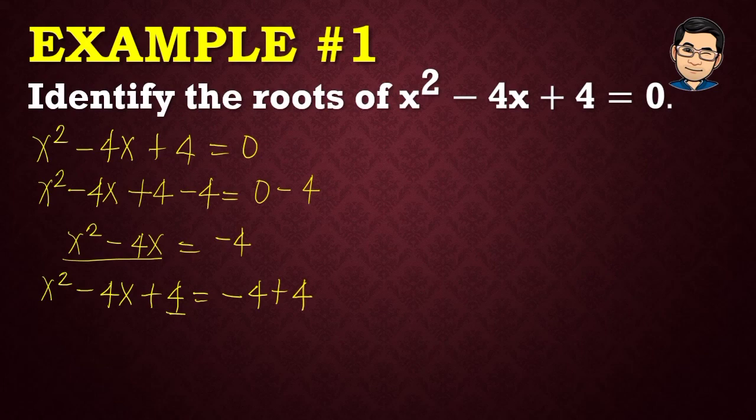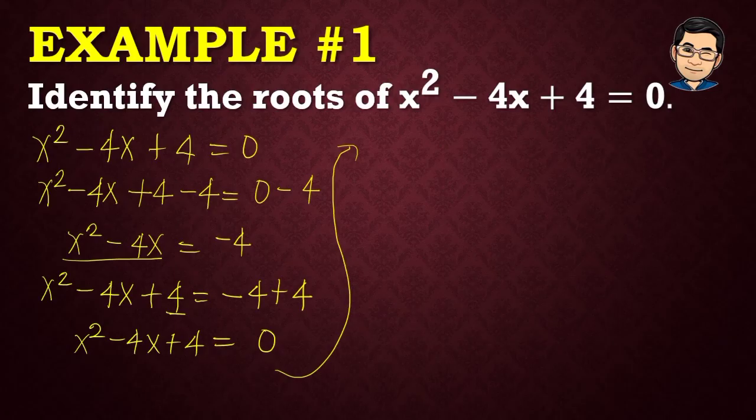So, x squared minus 4x plus 4 equals 0. So, ang gagawin natin next, i-express natin yung perfect square trinomial in the form of a square of binomial. So, magiging ganito siya. Square root ng x squared, x. Follow the sign of the middle term, minus, and then the square root of 4, 2. Then, square.